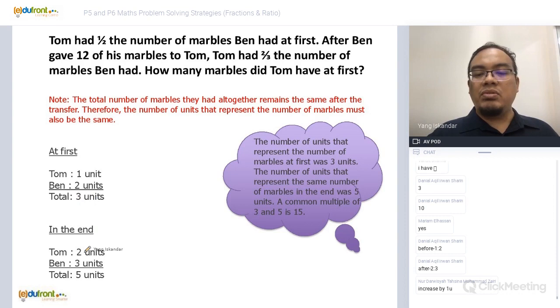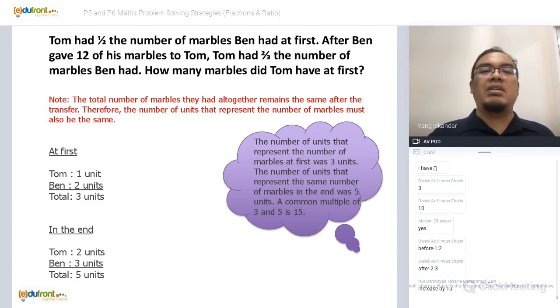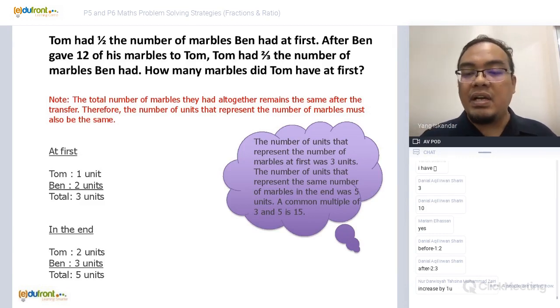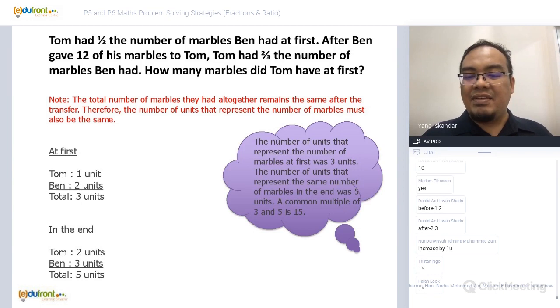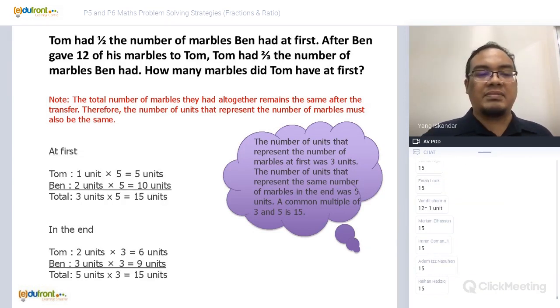In the end, Tom has 2 units, Ben has 3 units, so total, add up, 2 plus 3 equals 5. So what we do, since this is 3 units and this is 5 units, we find the lowest common multiple. What's the lowest common multiple, class, of 3 and 5? 15. Very good. Very easy, right? Okay. So how to get 15?